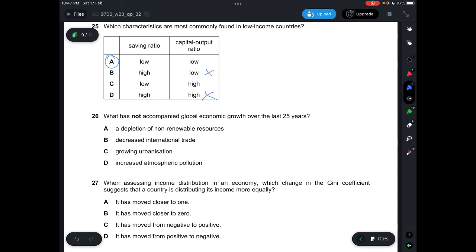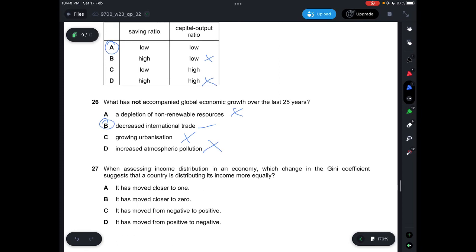This has indeed accompanied economic growth over the last 25 years. So this is not the answer. B, it says decrease in international trade, which is incorrect, because there is an increase in international trade with global economic growth happening. C, it says growing urbanization, which has accompanied global economic growth. And D, it says atmospheric pollution, which also accompanies global economic growth. So the one that doesn't is B.